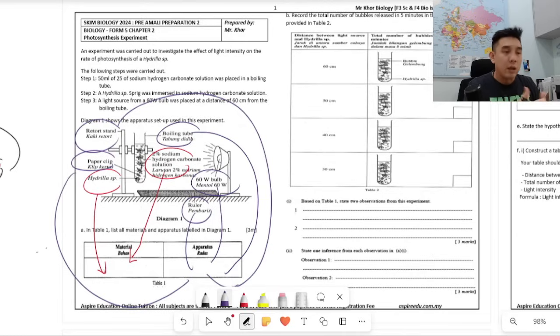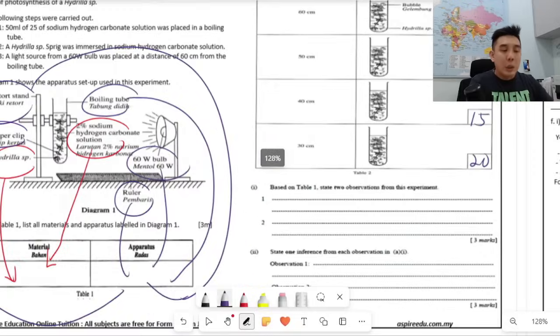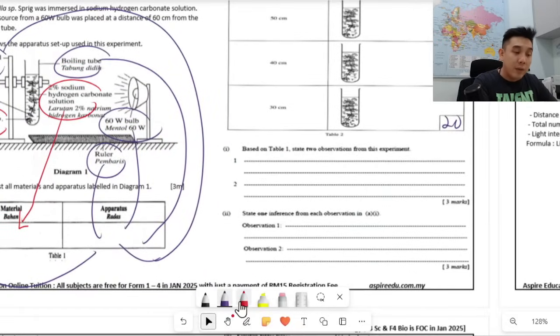Okay, and again, in order to save time, because you guys will be conducting the experiment, katakan apakah kesan keamatan cahaya terhadap hydrilla, the effect of light intensity on hydrilla. So you'll be counting the bubbles, and to save you time counting here, you can just fill in 10, 12, 15 and 20. I'm more concerned about how you tackle your observation and inference.